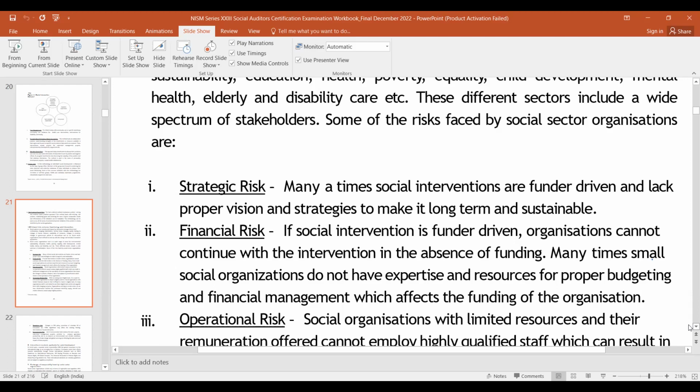funding of the organization. Suppose you have established a hospital for animals. Now, where stray animals which are affected by road accidents come. Now, if you are running such a type of organization, there may not be any revenue model, because there is no source of generating revenue. And such a social intervention may be funder driven.